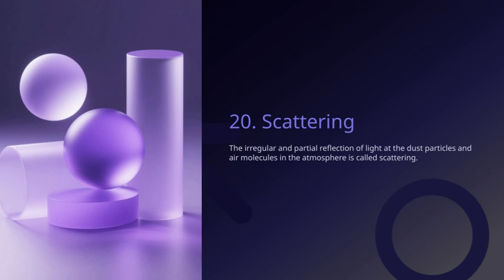It's a key process because it influences how we perceive the sky's color, how sunlight diffuses during the day, and even phenomena like the redness of a sunset. Understanding scattering helps us see how light interacts with the atmosphere in a complex, dynamic way. This idea ties back to the overall theme of how light behaves in our environment and how this behavior affects what we see around us every day.